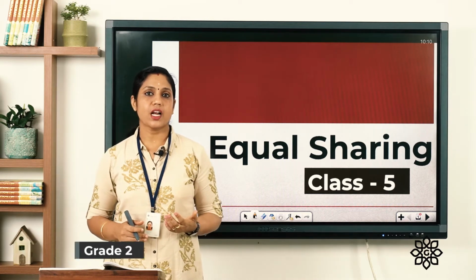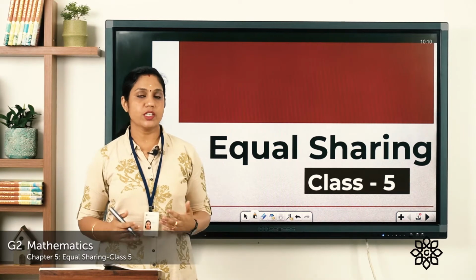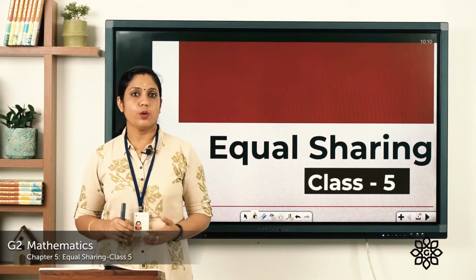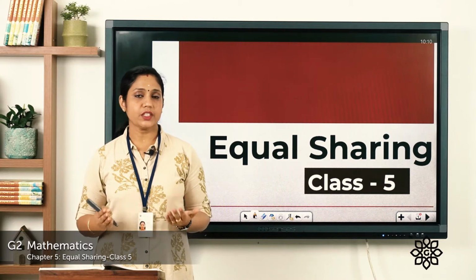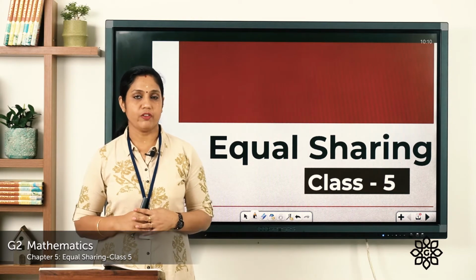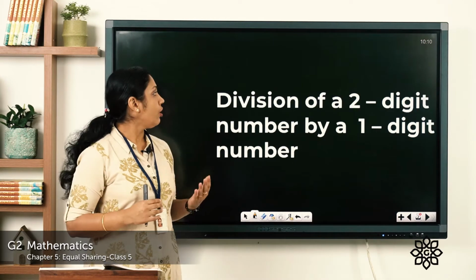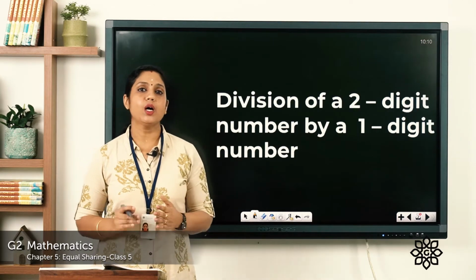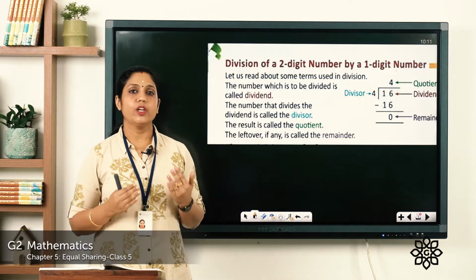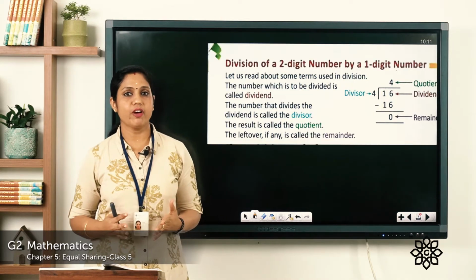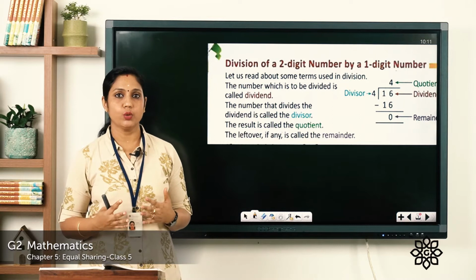So in our last class, we learned division using multiplication tables. I hope you all have done the exercises that were mentioned in our previous class. Today, let's learn division of a 2-digit number by a 1-digit number. We know dividend, divisor and quotient. We have learnt what it is.